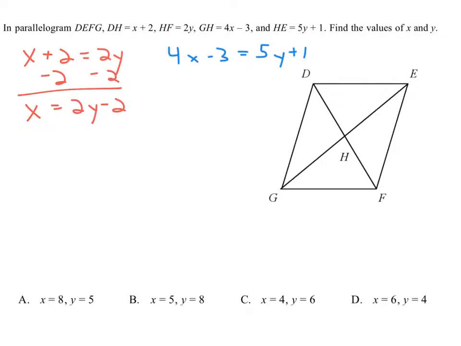Okay, now we have an expression that we know x is equivalent to, and so in this equation in blue, we can say 4 parentheses, and what is x equal to? It's equal to 2y minus 2, minus 3 equals 5y plus 1. And then what you see here is now an equation with only one variable. It used to have two, x and y. Now it's just got y because we replaced x with the equivalent expression.